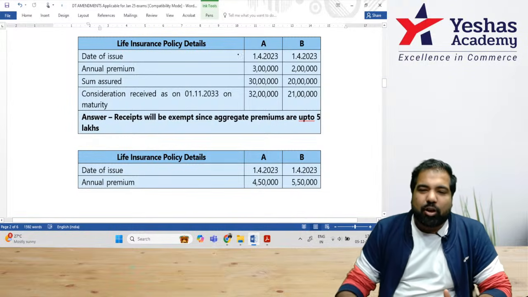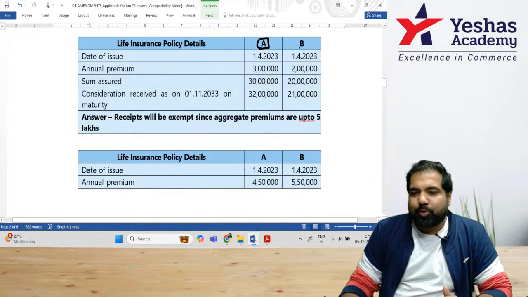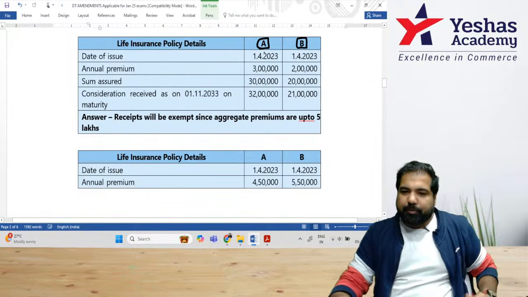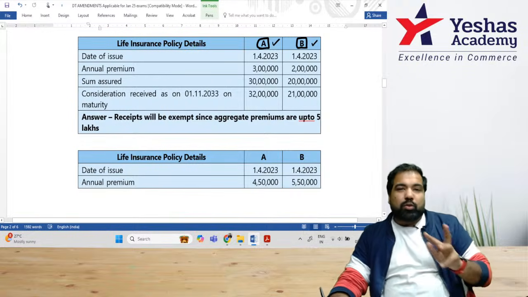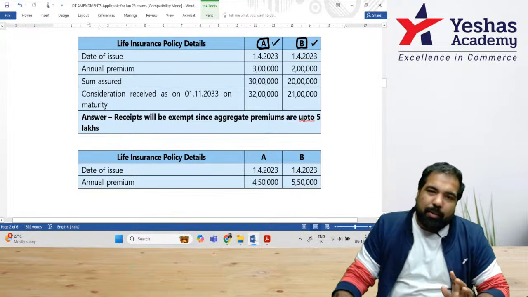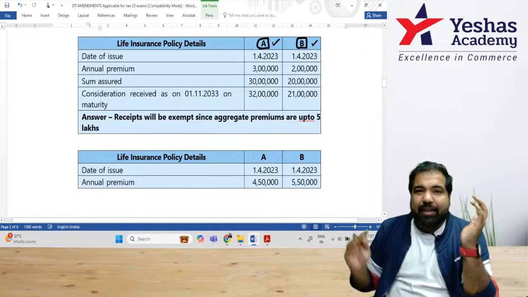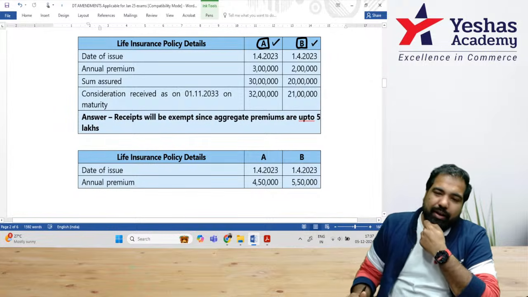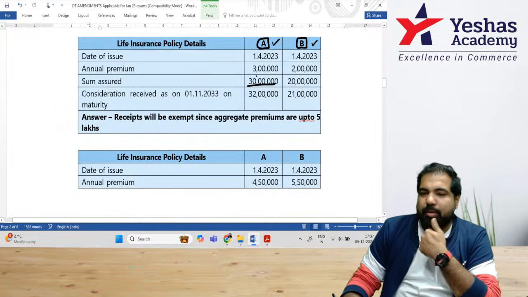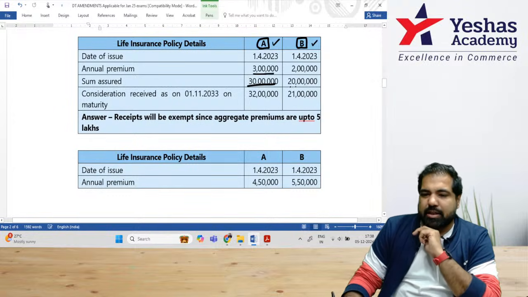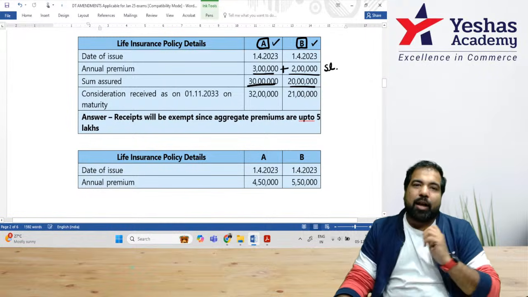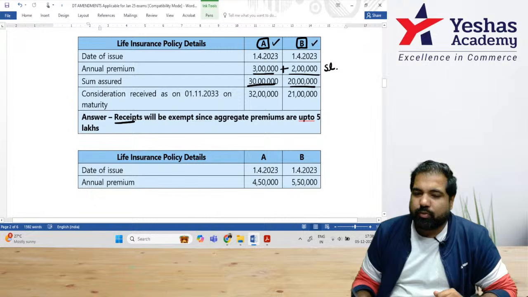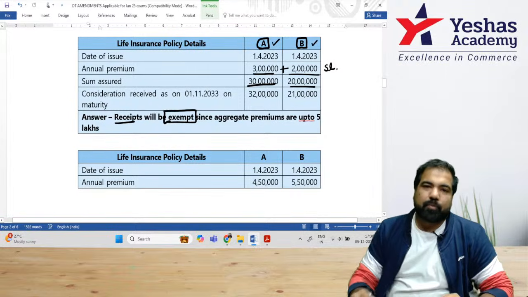All right, guys, let's talk about two policies now, both issued on or after 1st April 2023. Will they be subject to the amendment? Yes. Both conditions have to be applicable: the premium should be low, and the aggregate premium should not be more than 5 lakh. Is this premium low, 10%? Yes. Is this premium low, 10%? Yes. And if you add the premiums, it is 5 lakhs. So all conditions are met. Congratulations. Happy music in the background, because the receipts will be completely exempt.